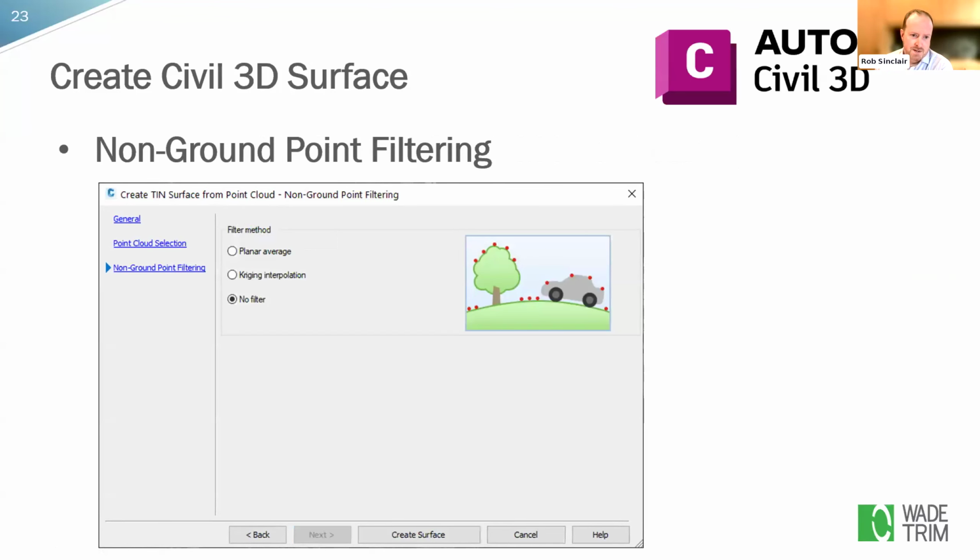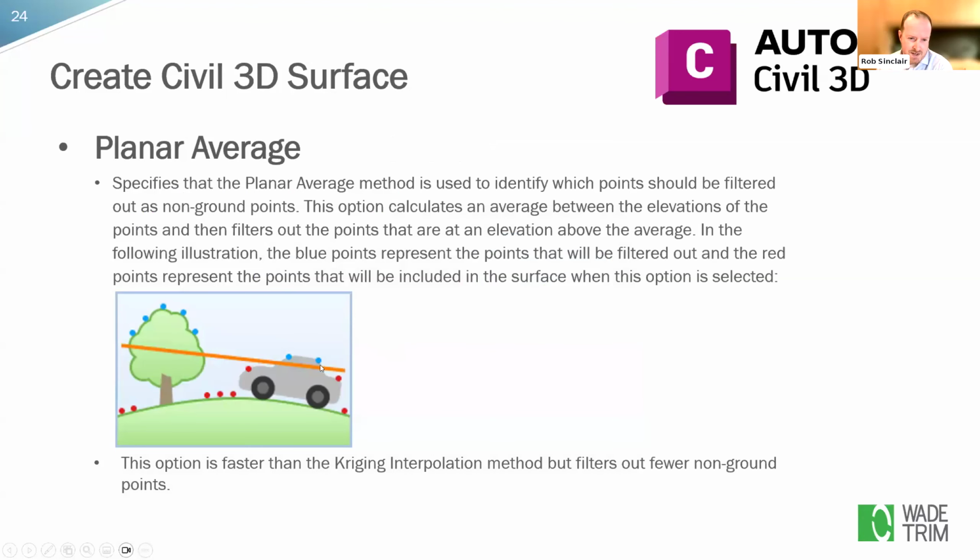This filter here, filtering method, I've tried to use planar average and Kriging interpolation many times, and it does not work very well in my opinion. So I would say classify your point cloud in Recap or another program, and always build your surface with the no filter option. What the planar average does is it tries to take your high points and your low points and creates an average of those.